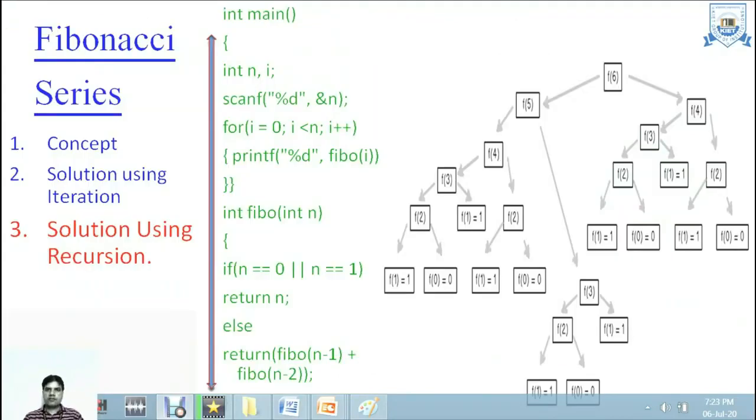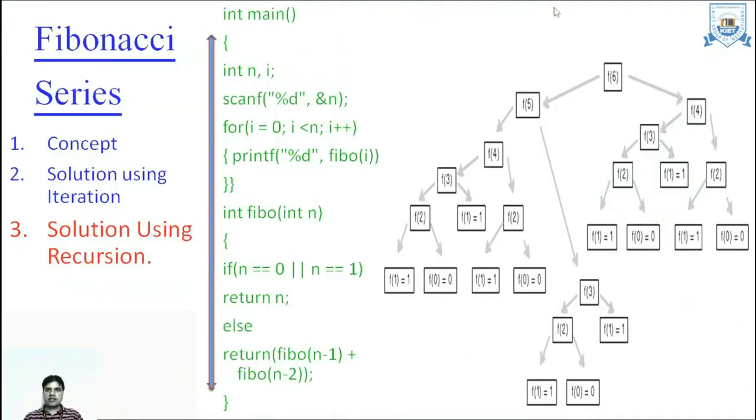These function calls with F5 and F4 again need some computation, so they are further called recursively. F5 would be replaced by F4 plus F3, and again F4 would be replaced by F3 plus F2, F3 by F2 plus F1, and F2 by F1 plus F0. So every time, until the base case is reached, it will keep on calling further so that it can reach the base case. When this particular branch reaches F1 equal to 1 or F0 equal to 0, it does not call further because it is the base case.